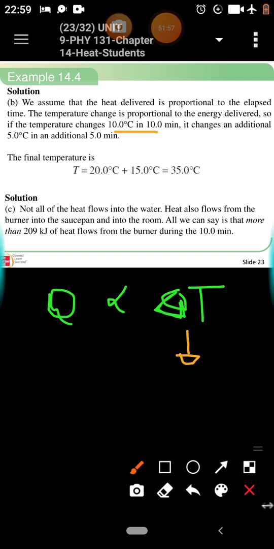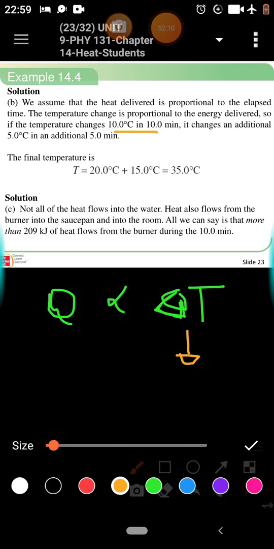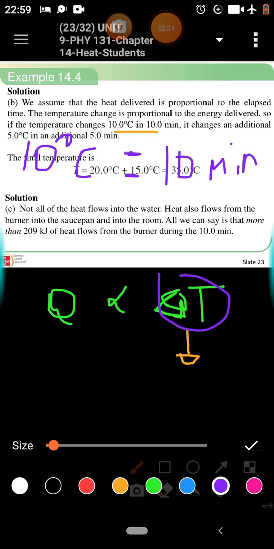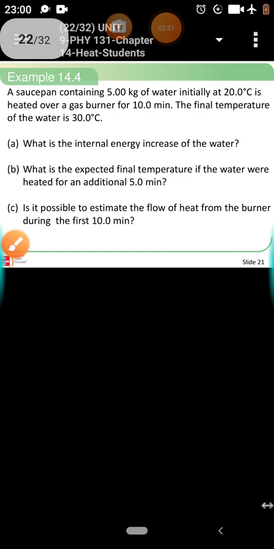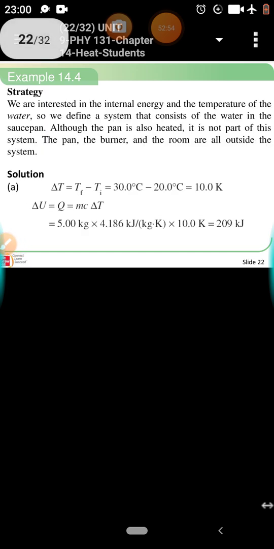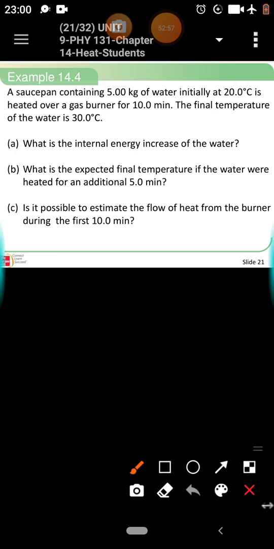But let's just do the maths here. If the temperature change is in a ratio of 10 degrees to 10 minutes, then because we want the additional temperature, we're given the additional minutes. Let me do it this way.